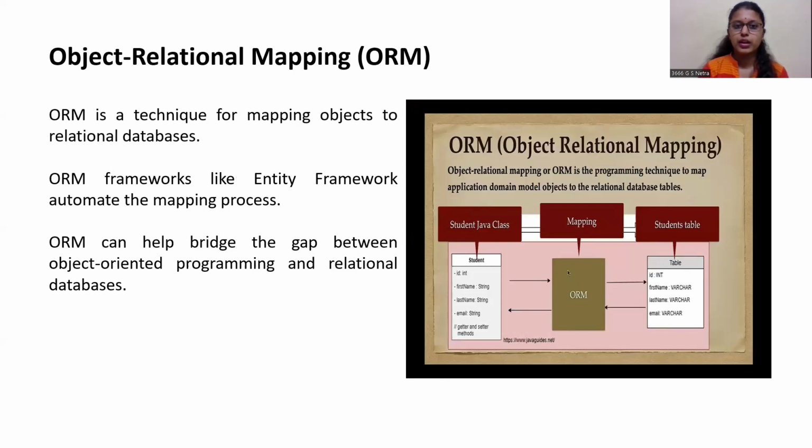Next, object relational mapping, ORM. It is a technique for mapping objects to relational databases. ORM frameworks like Entity Framework automate the mapping process. They can also help bridge the gap between object-oriented programming and relational databases.